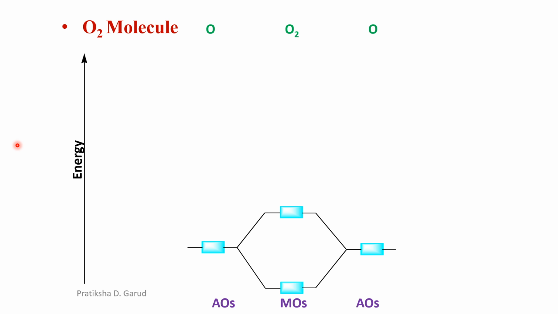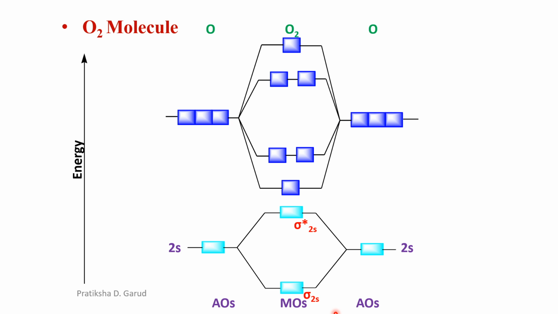At the lower side, we have the MO energy level diagram for the 2s of the first oxygen and the 2s of the second oxygen. There are two atomic orbitals, therefore two molecular orbitals. The lower, that is the bonding, is sigma 2s. Upper, that is the anti-bonding, is sigma asterisk 2s.